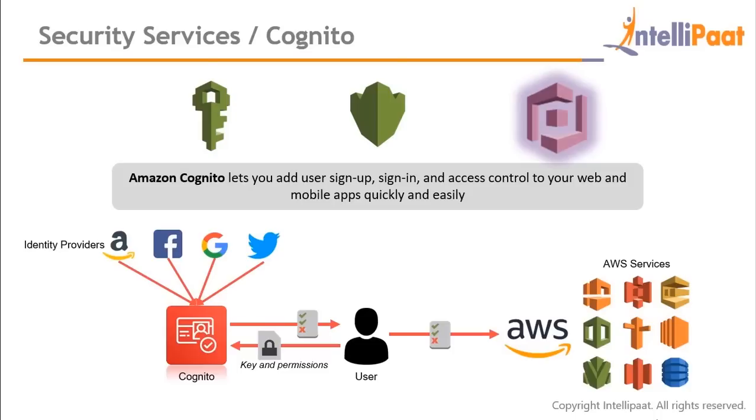So basically what you do is you use Cognito to take the identity credentials from third-party providers like Amazon.com, Facebook or Google, and Cognito is the middleman who authenticates the user's credibility to use AWS services. And if the user's credentials are checked and verified, then the permissions will be provided to the user, who could use the permissions to log on to the AWS console and use AWS services. I hope you understood security services. Let us move on to the next service domain.